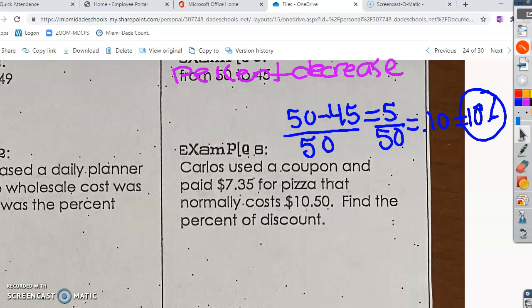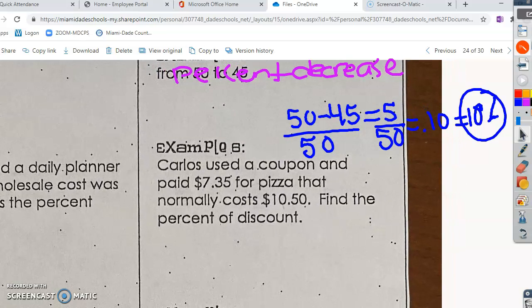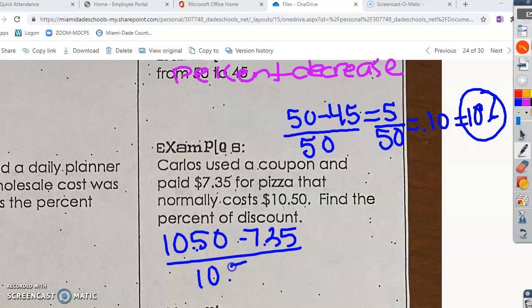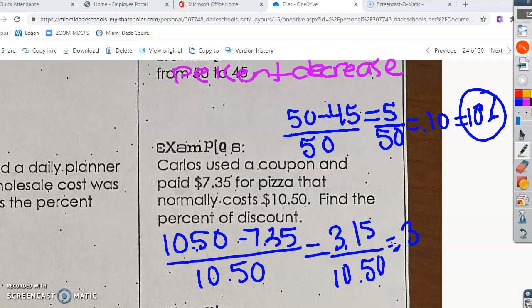Let's go ahead and look at example 6. Carlos used a coupon and paid $7.35 for pizza that normally costs $10.50. Find a percent of discount. So we're going to go ahead and take $10.50, subtract $7.35, and divide by the original amount, which is $10.50. So once you subtract, you get $3.15 divided by $10.50. Your answer here is 0.3, which is equal to a 30% decrease.